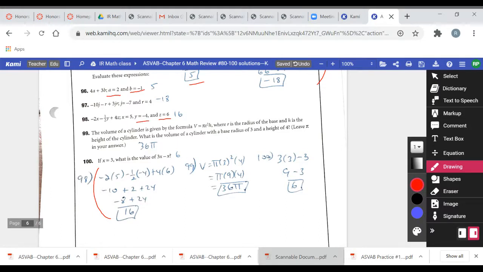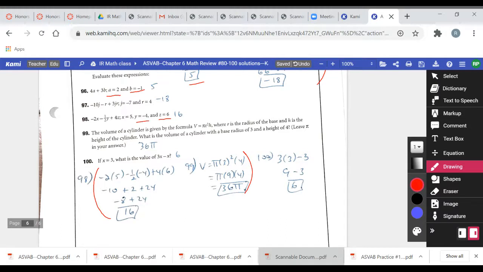And then on 99, it's giving me the volume formula and asking me to use that formula. So it's telling me the base has a radius of 3 and the height of 4. So plug numbers in, and then just evaluate it. So you can see here I did 3 squared is 9, and then 9 times 4 is 36 pi.